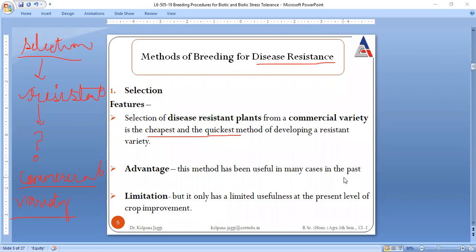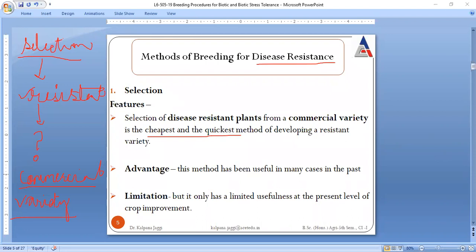That means in every case when you go for selection, you cannot just depend on commercial variety selection and utilize that variety as a resistant variety, right? So this is all about selection. The name itself is indicating you are to select a disease resistant variety, and that particular variety is to be selected from a commercial variety, right? This is the concept behind selection.